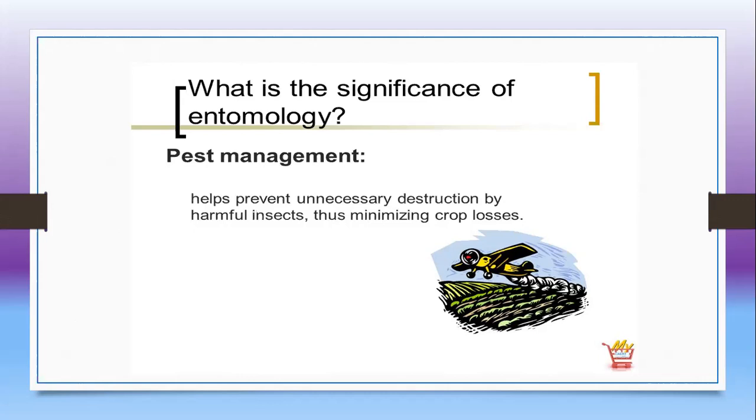Second one is monitoring and identifying the pests. Third one is prevention, and fourth one is control. So how do we control?